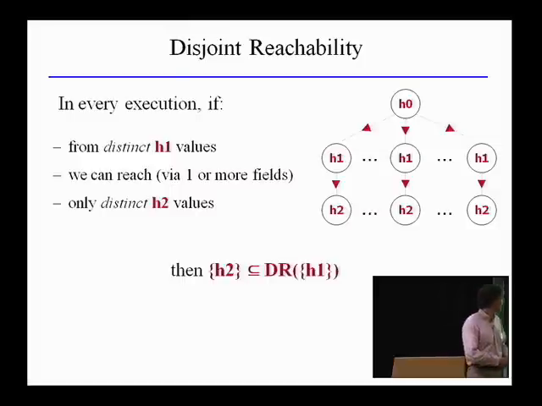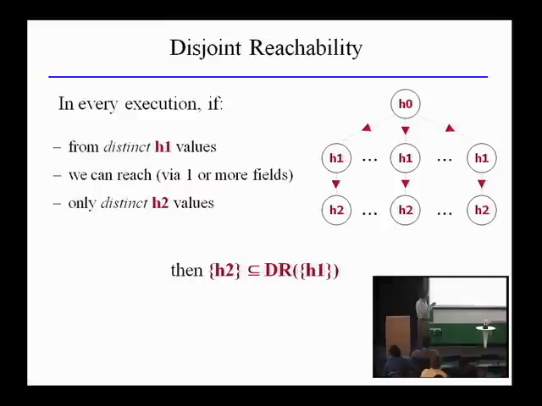I'm just going to introduce a little bit of notation here. We're going to say that the set H2, the allocation site H2, is in the disjoint reachability set of H1 if this holds. So if I pick distinct values out of the distinct values allocated at H1 out of a bag, then from those two values, I can only reach distinct H2 values. Those two distinct H1 values can never share an H2 value via one or more accesses, either immediately or transitively. And if that's true, we'll just notate it like this.